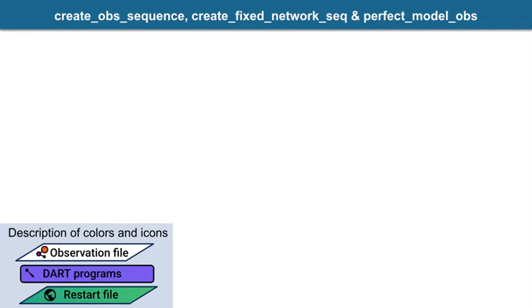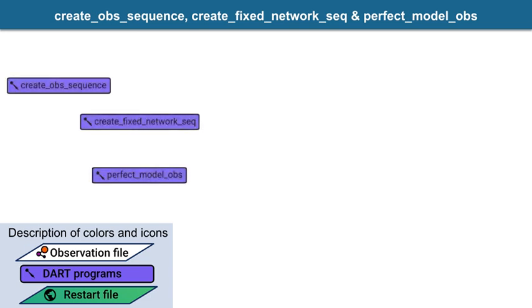DART requires an observation sequence file that specifies the type, time, location, value, and error variance of observations in order to implement its data assimilation algorithms. The data in these observation sequence files often comes from real-world observations. However, it's also possible to create synthetic observations from model restart files.